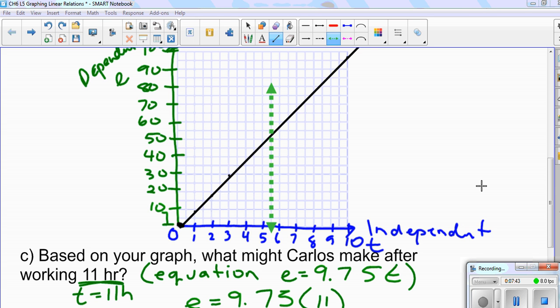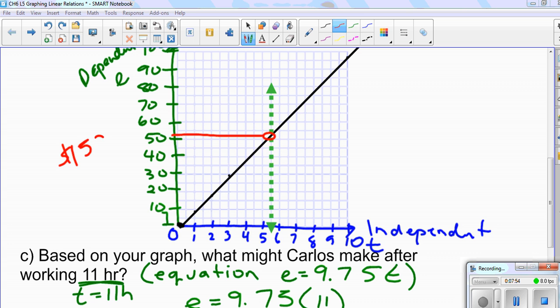Okay, we're interpolating 5.5 hours, approximately how much money is that? So trace it up. It's going to be, let's say maybe 52.